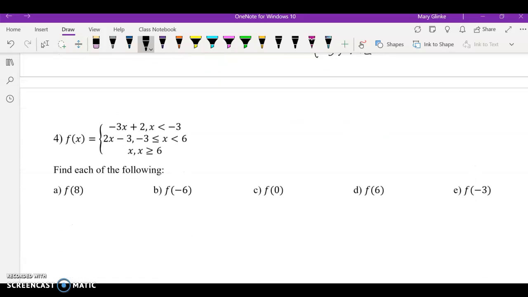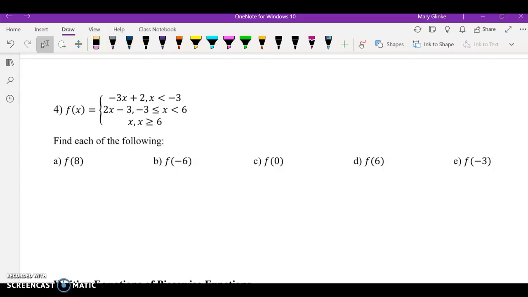Number 4, I'm going to make optional. If you would like to try this, go ahead and pause the video, try it out, and then come back and check your answers. If you think you're good to go, you can then move on to the next couple. So if you tried this one, you would get 8 for the first one, 20 for the next one, negative 3 for C, 6 for D, and negative 9 for E.